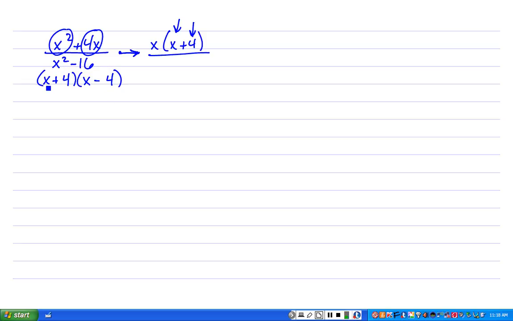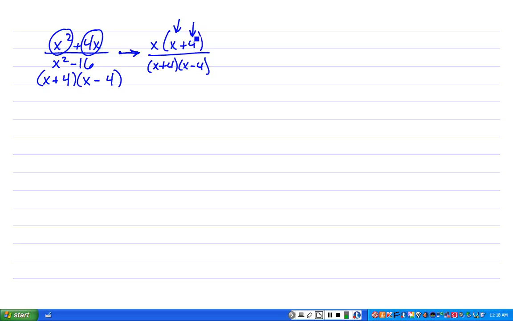If I combine the outside, which is a negative 4x, with the inside, which is a positive 4x, they cancel. Thus, there's no middle term. That's why you only see a binomial, a 2-term quadratic here, x squared minus 16. So the factors here would be x plus 4, x minus 4.